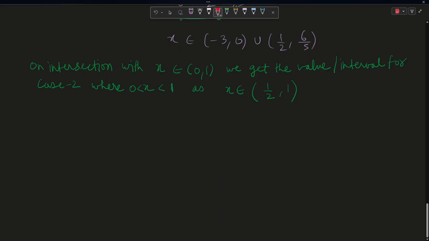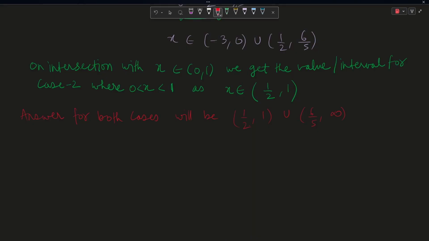So our answer for both cases will be 1 by 2 to 1 union 6 by 5 to infinity.